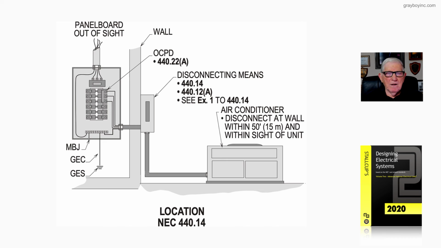disconnecting means. But this illustration 19-8B is just illustrating where the disconnecting means would have to be located in its relationship to the AC unit in accordance with NEC 440.14.